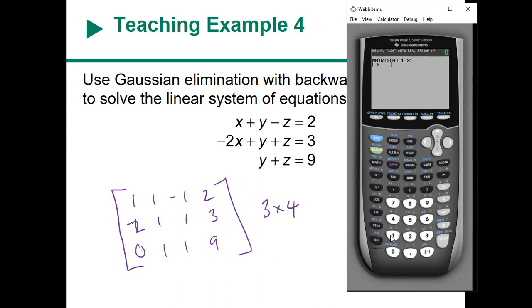Once I'm there, I'm going to put in my dimensions. My dimensions are 3 by 4. And now I'm going to fill in the matrix. To navigate through the matrix, you type the number, then press enter, and it will keep going. So I'm going to press 1, enter, 1, enter, -1, enter, 2, enter, -2, enter, 1, enter, 1, enter, 3, enter, 0, enter, 1, enter, 1, enter, 9.